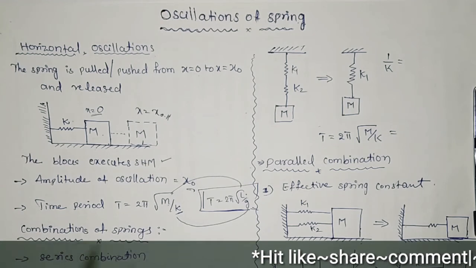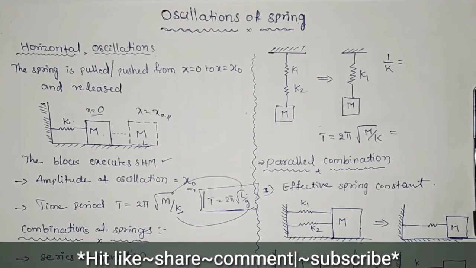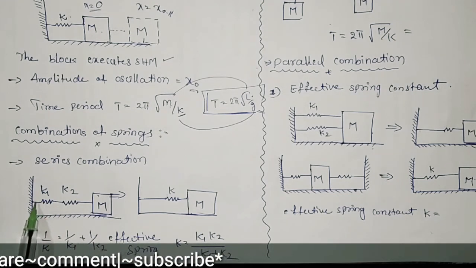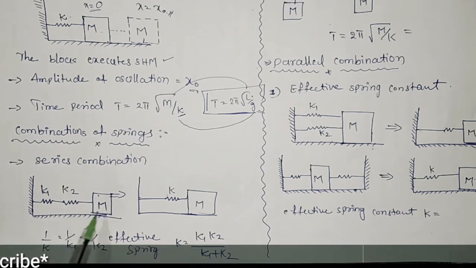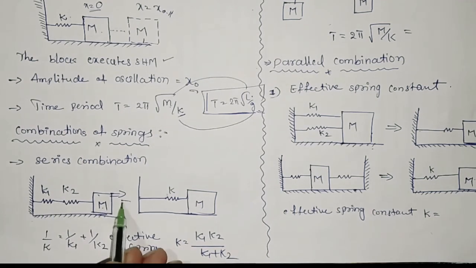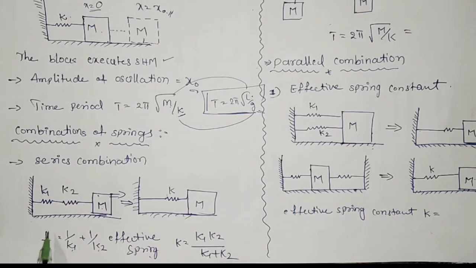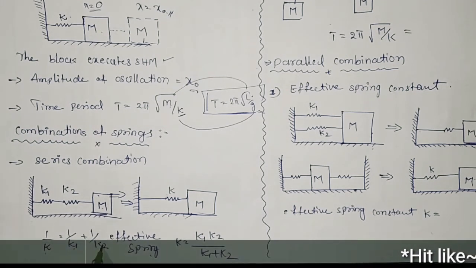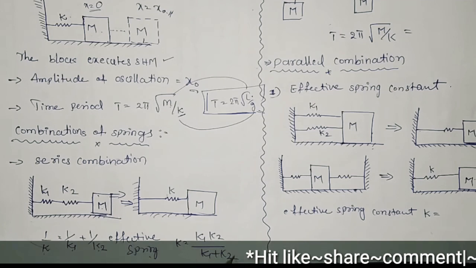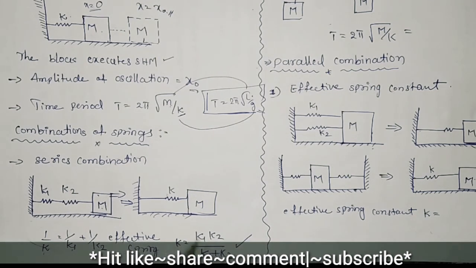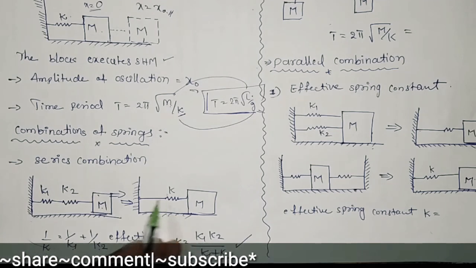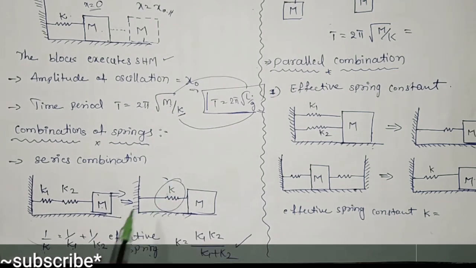Next one, combination of springs. In series combination, one spring k1 and another spring k2 with a block of mass m can be replaced by one spring, where 1/k = 1/k1 + 1/k2. The effective spring constant is k = k1k2/(k1 + k2). If we simplify this equation, we get k = k1k2/(k1 + k2). Here k means the effective spring constant.